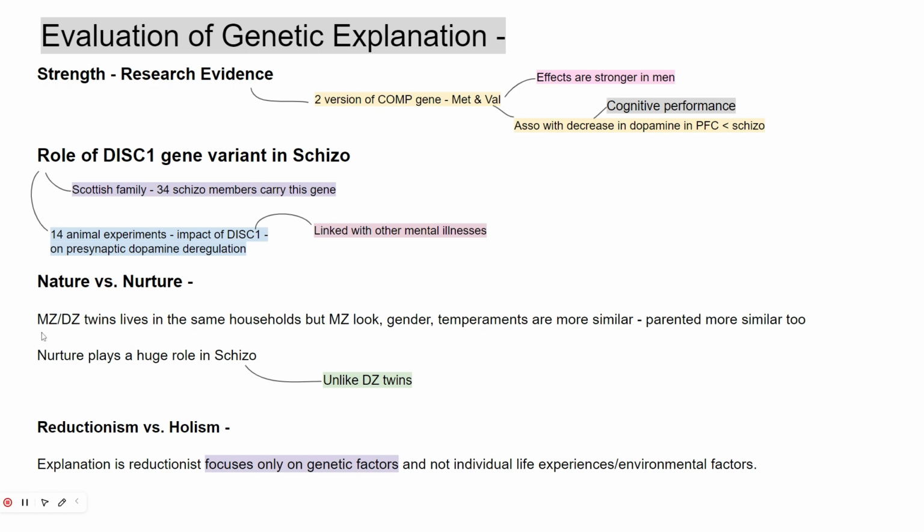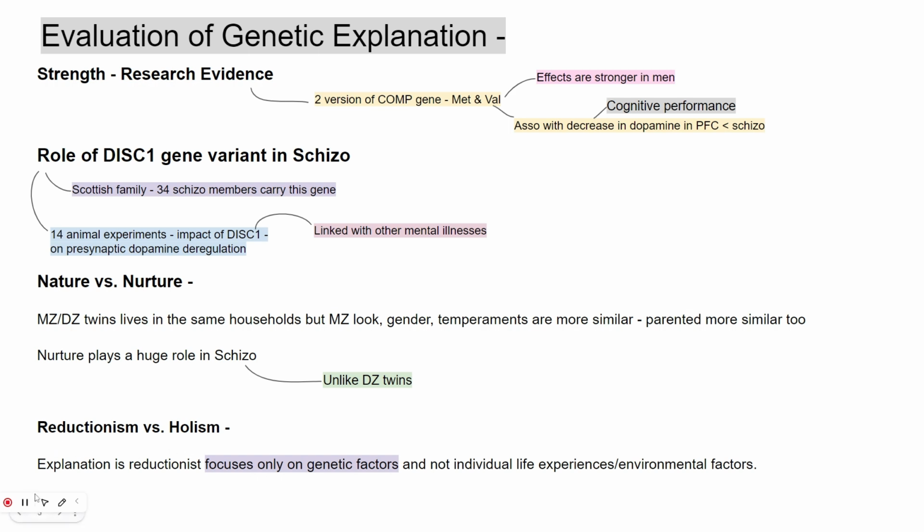Nature versus nurture: MZ and DZ twins live in the same household, but MZs look similar, have the same gender and similar temperament, so they're more likely to be parented in a similar way. But in nurture, you see that in DZ, everything is different. These are two different people, but they're just born at the same time. So you can say that nurture plays a huge role in schizophrenia.